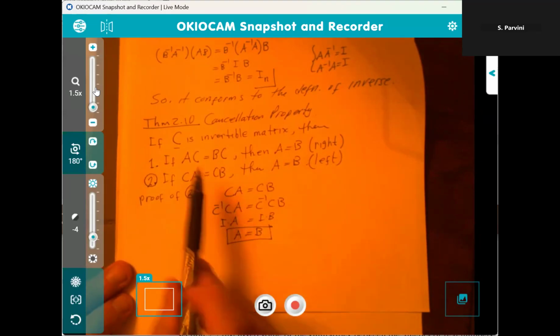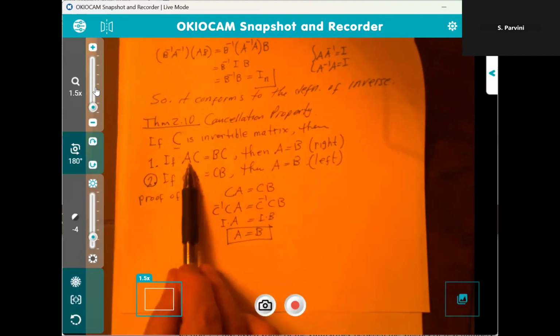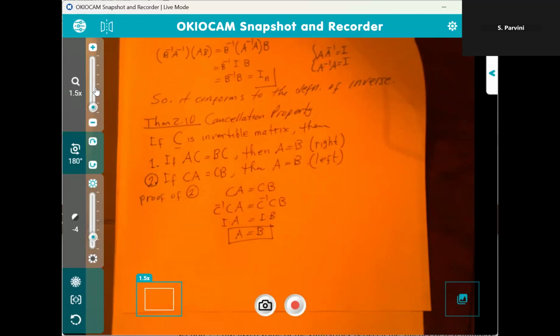So you can try that with number 1 if you like. It's done similarly. If you get number 1, you start this way and multiply both sides on the right side by C inverse. And that should work out for you. So everybody okay again on this theorem? The right-left cancellation.